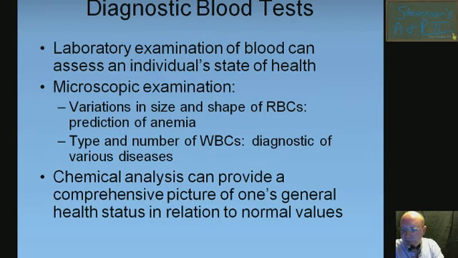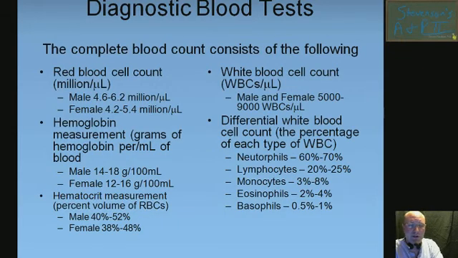The type and number of white blood cells aid the diagnosis of various diseases and infections. Chemical analysis can then provide a comprehensive picture of one's general health status based on relations to normal values and concentrations in the blood. The complete blood count consists of the following: the red blood cell count, which in males is between 4.6 to 6.2 million per microliter, and in females is between 4.2 to 5.4 million per microliter. Hemoglobin measurement is grams of hemoglobin per milliliter of blood.